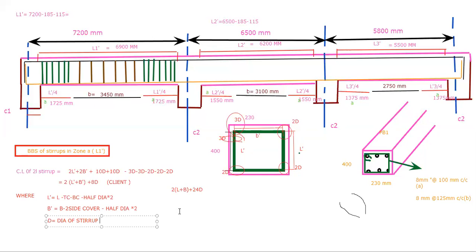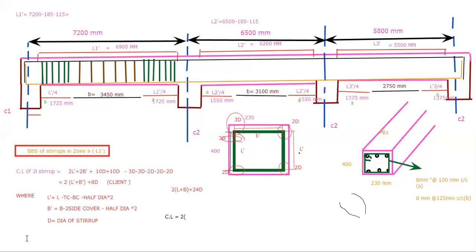So please find out the cutting length now. I'm going to find out the cutting length here. So what will be the cutting length here? Cutting length is 2 in bracket L dash. So what will the L dash be? 400 minus cover. In a beam we always take 25 mm cover, so 25.